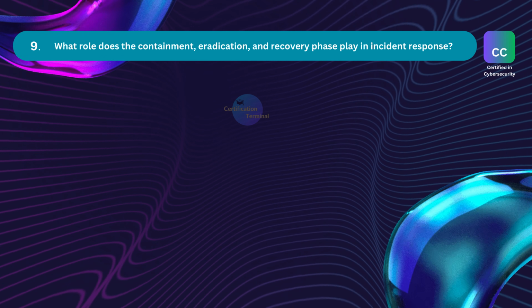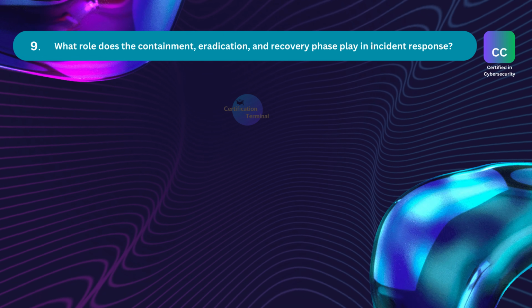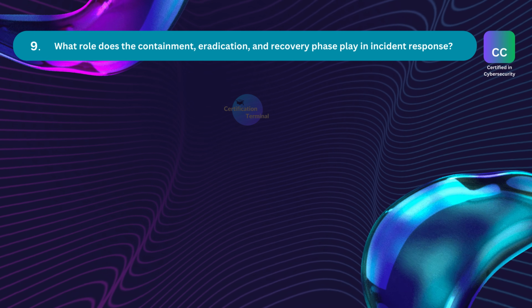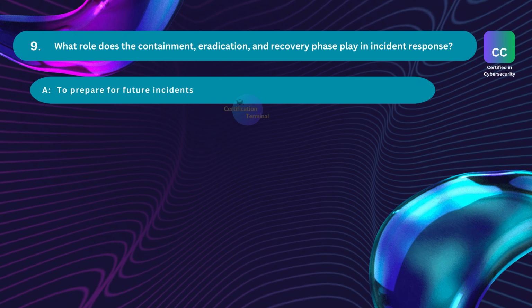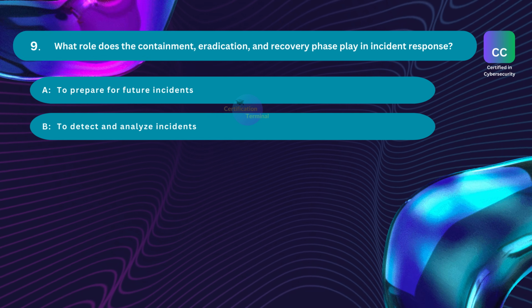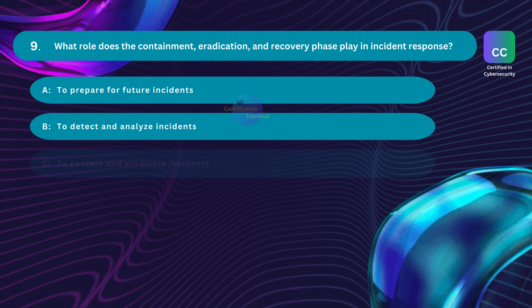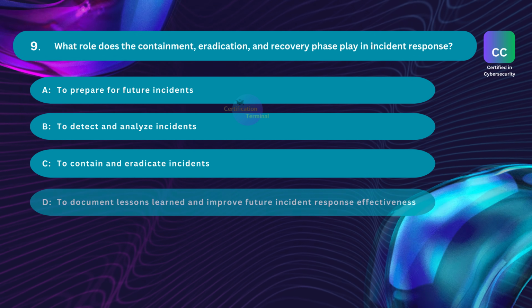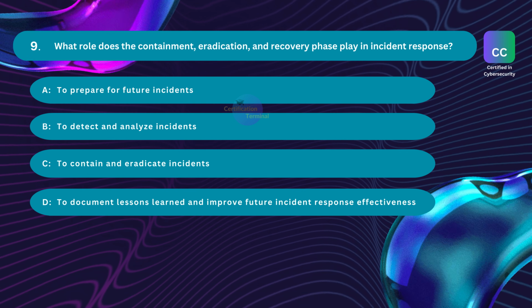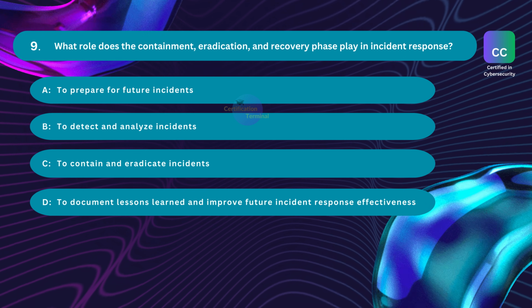Question number 9. What role does the containment, eradication, and recovery phase play in incident response? Option A, to prepare for future incidents. Option B, to detect and analyze incidents. Option C, to contain and eradicate incidents. Option D, to document lessons learned and improve future incident response effectiveness.